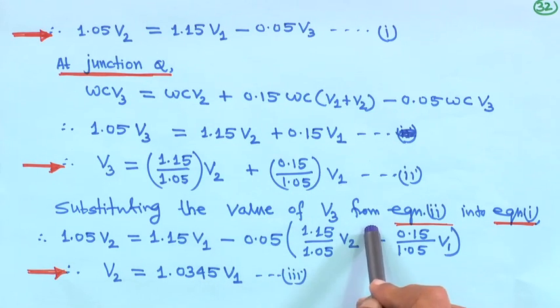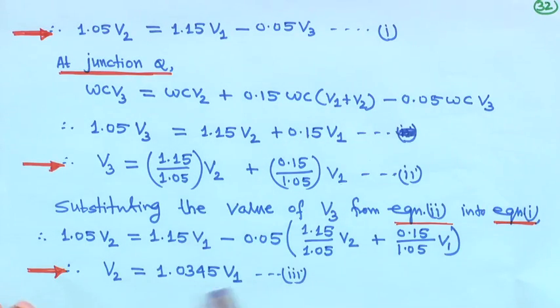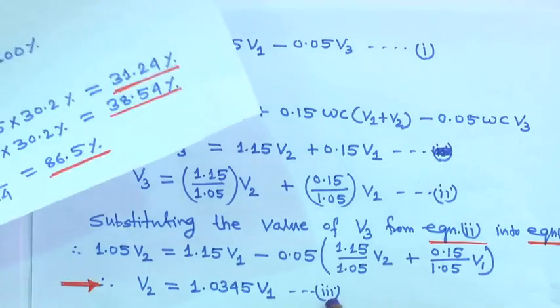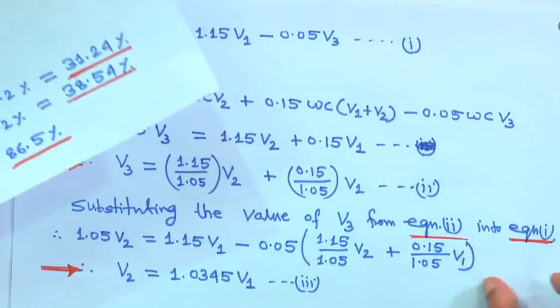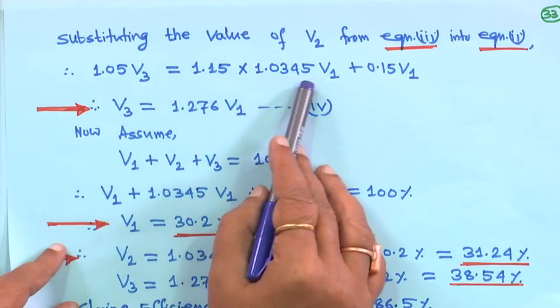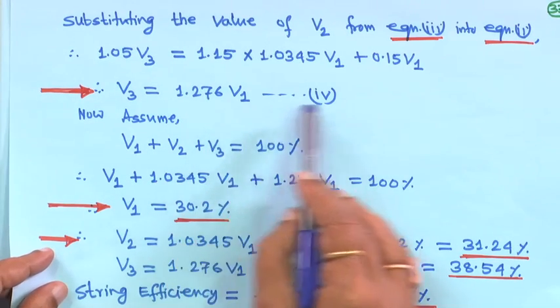Substituting the value of V 3 from equation 2 into equation 1, after substitution you will get V 2 is equal to 1.0345 V 1. This is equation 3, because you have to solve for V 1, V 2, V 3, just like solving linear equations. Now, again substituting this value of V 2 from equation 3 in equation 2, you will get 1.05 V 3 is equal to 1.15 into 1.0345 V 1 plus 0.15 V 1. Therefore, V 3 is equal to 1.276 V 1. This is equation 4.